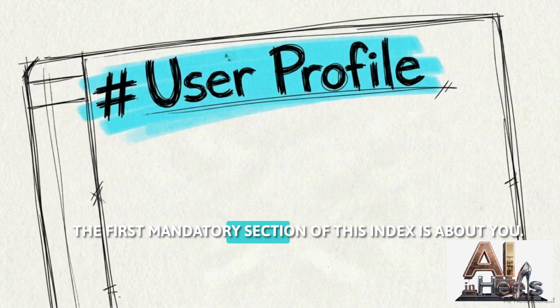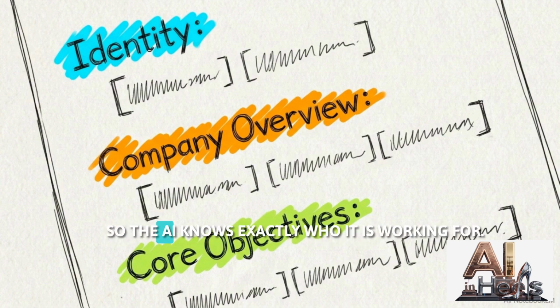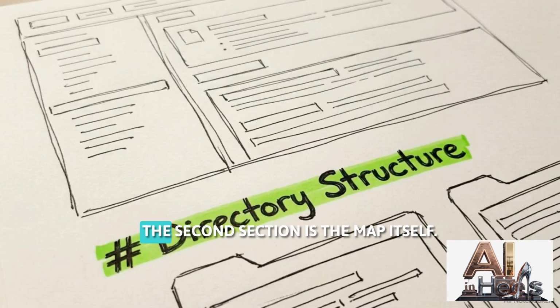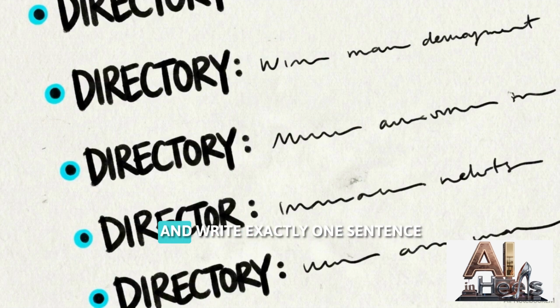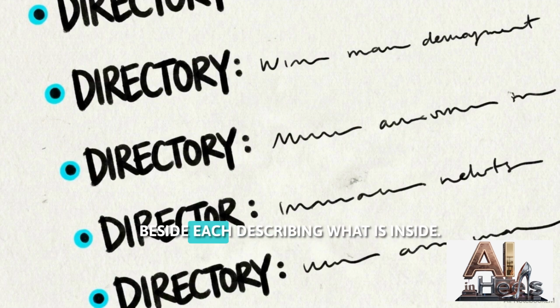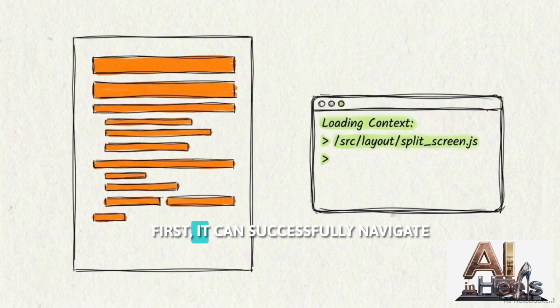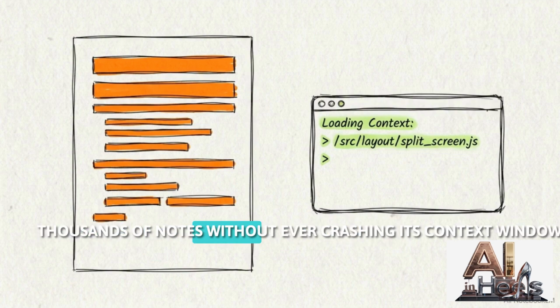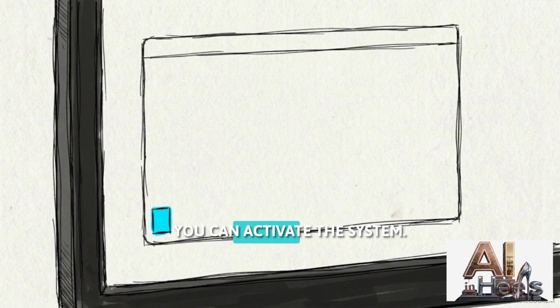The first mandatory section of this index is about you. Write down your name, the details of your business, and your operating goals, so the AI knows exactly who it is working for. The second section is the map itself. List the top-level folders in your vault and write exactly 1 sentence beside each describing what is inside. By instructing the AI to read this index first, it can successfully navigate thousands of notes without ever crashing its context window. With your rules and memory map in place, you can activate the system.